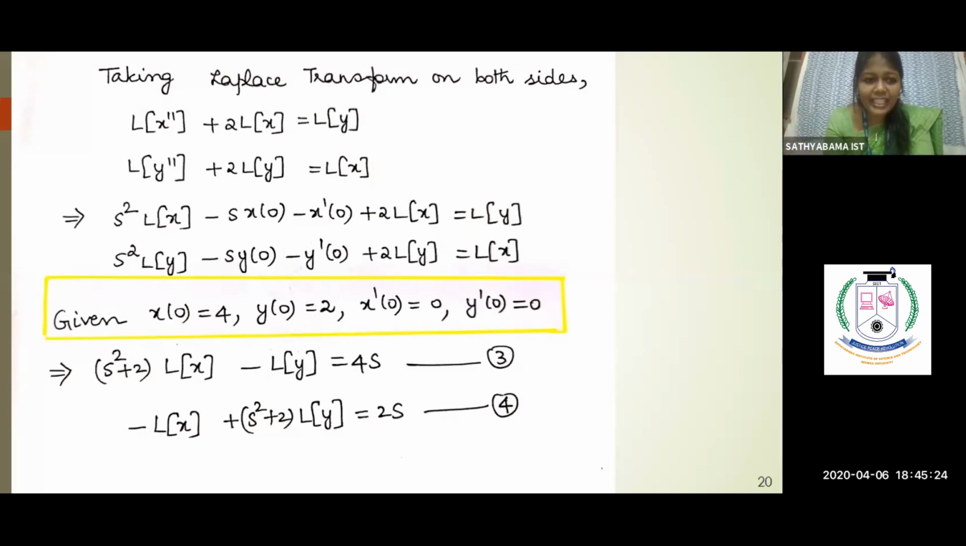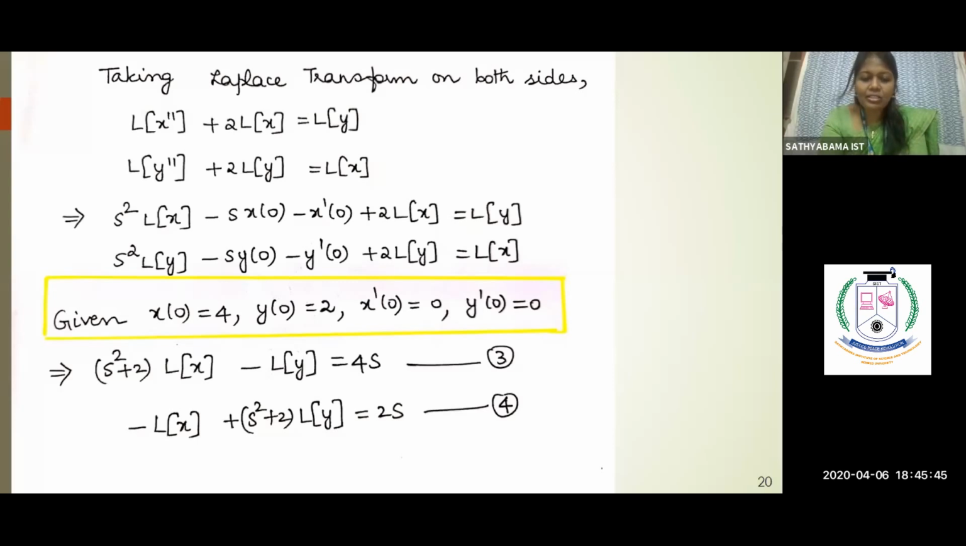That is all. So s square L of y minus s y of 0 minus y dash of 0 plus 2 into L of y. I'm writing it as it is equal to L of x. Have you understood the fourth step? So now what should I do? I have to use all the initial conditions given in the question. Now look at the highlighted step in yellow.